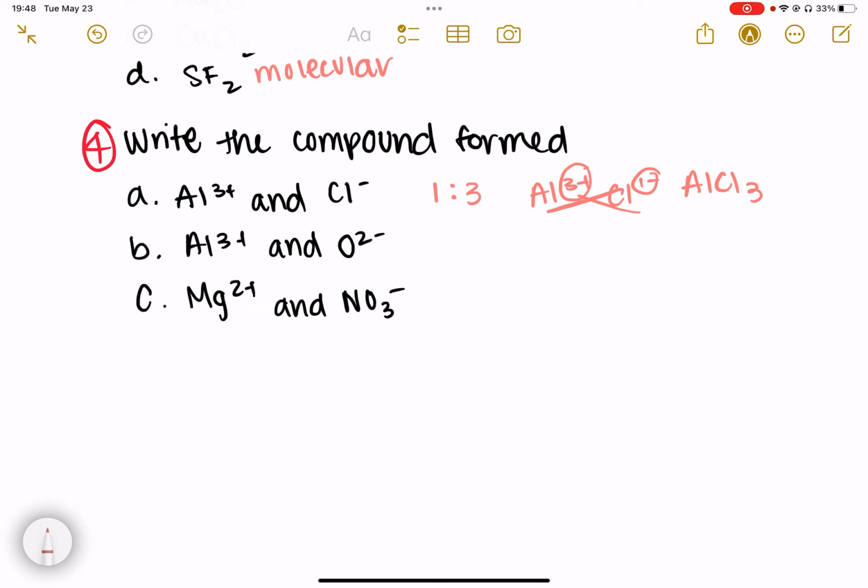So for Al, I'm going to just crisscross my charges. So that's what that one should look like. And because this is a polyatomic ion, I know this is going to stay together. So this one is going to go Mg, but since there's no charge, I'm going to have to write the polyatomic ion in parentheses because it's staying together, and the overall charge, this 2, is getting distributed to both the oxygen and the nitrogen. Okay, I hope that helped.